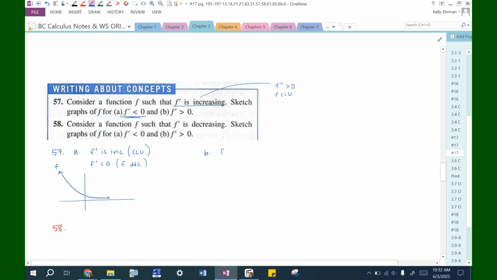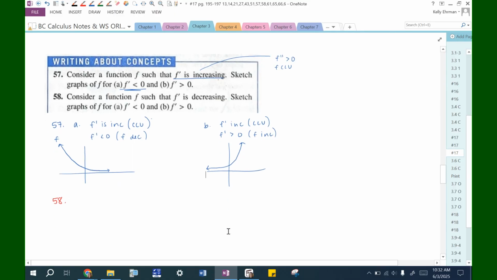For part B, we want f prime to be increasing. So again, still concave up. But this time it says f prime is greater than 0. So that means that f is increasing. So concave up but increasing, I'm just going to draw like an exponential growth graph.